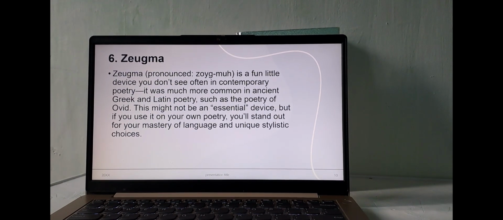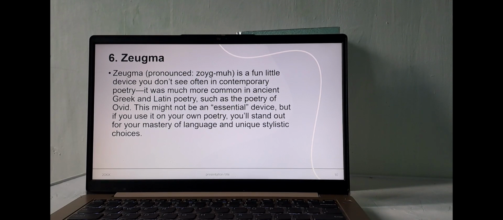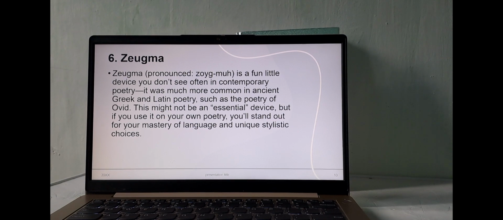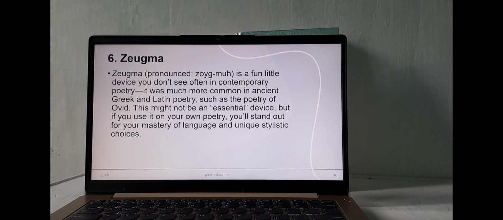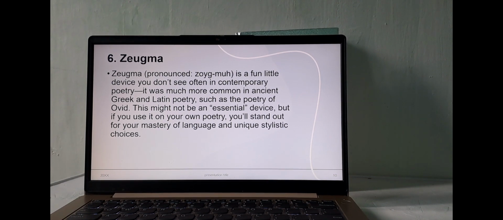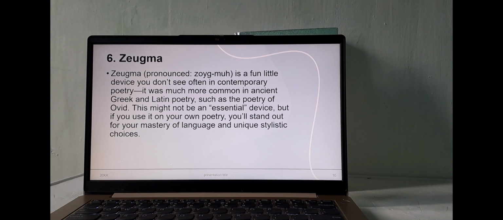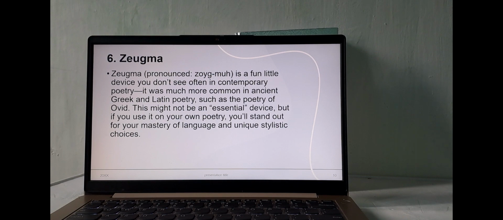writing. Number 6. Zeugma. Zeugma is a fun little device you don't see often in contemporary poetry. It was much more common in ancient Greek and Latin poetry, such as the poetry of Ovid. This might not be an essential device, but if you use it in your own poetry, you will stand out for your mastery of language and unique stylistic choices.